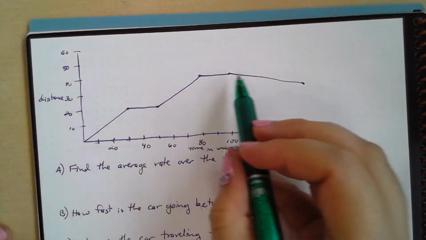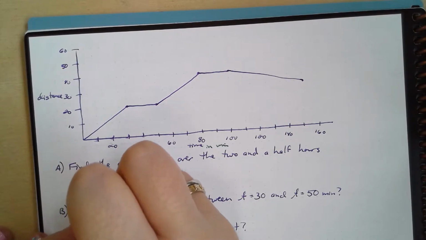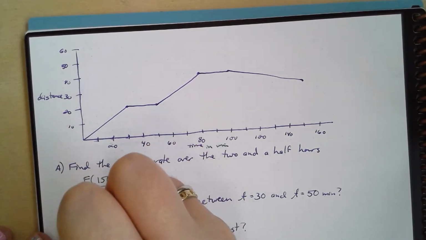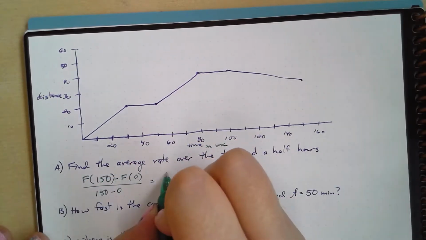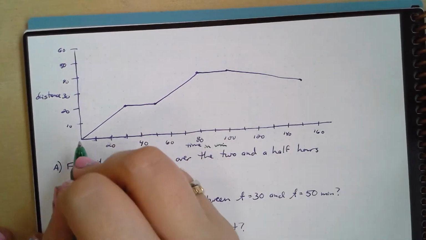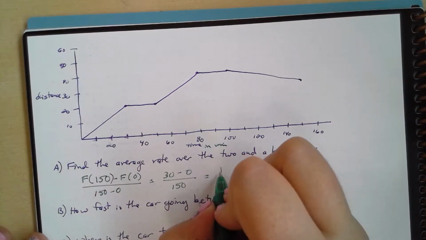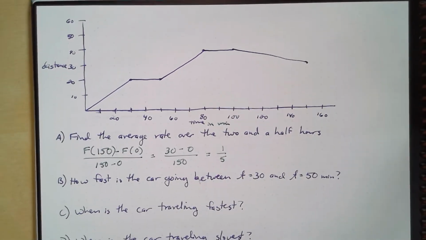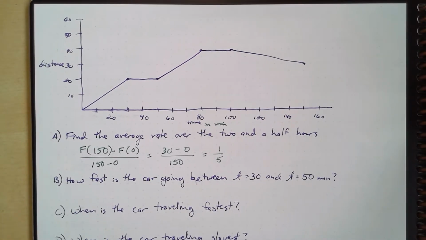To find that average rate of change over this whole time, we're going to take f of 150 minus f of 0 over 150 minus 0. So that's going to become 30, right? f of 150 here is 30 minus f of 0 is 0, over 150, which simplifies down to 1/5. That's good information to know. So our average rate of change of that car over that 2.5 hours is just 1/5.